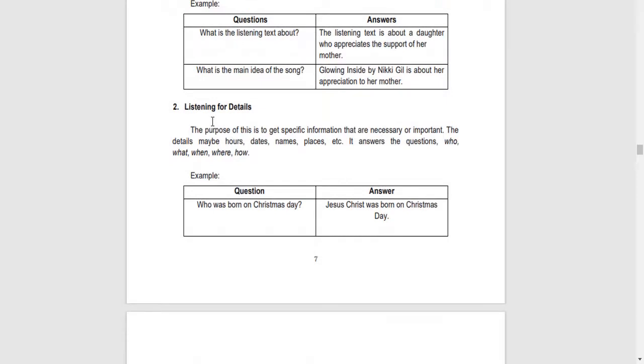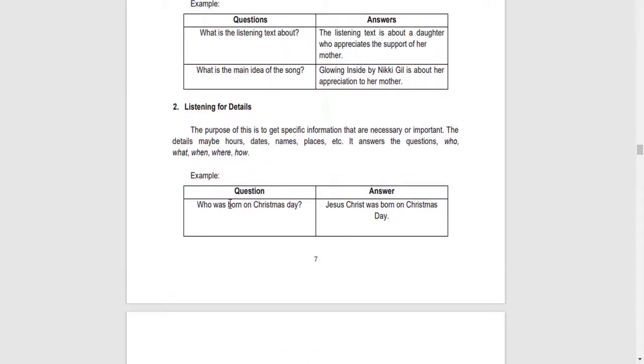Next, number 2, you need to listen for details, mga detalye. For example, you listen to a particular news on the radio, so you will get the necessary information like the hours, the days, the names, the places that are being mentioned, and you will be answering the questions who, what, when, where, and how.